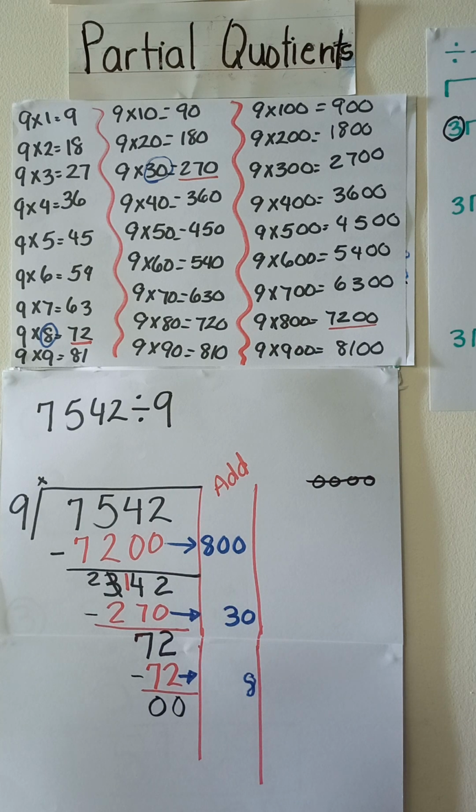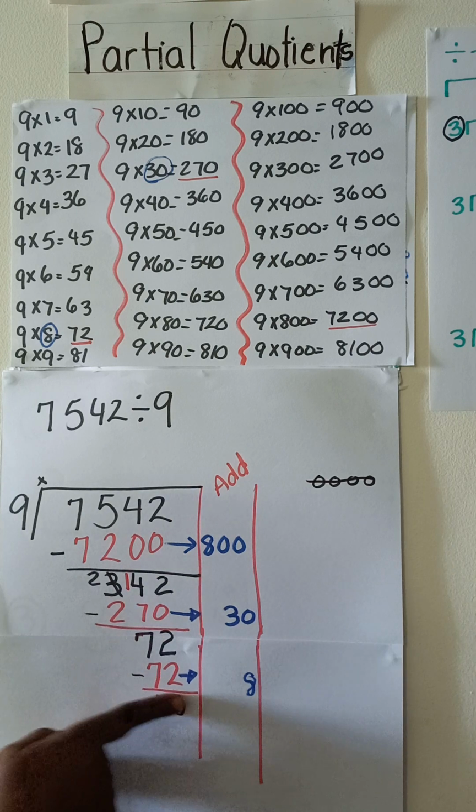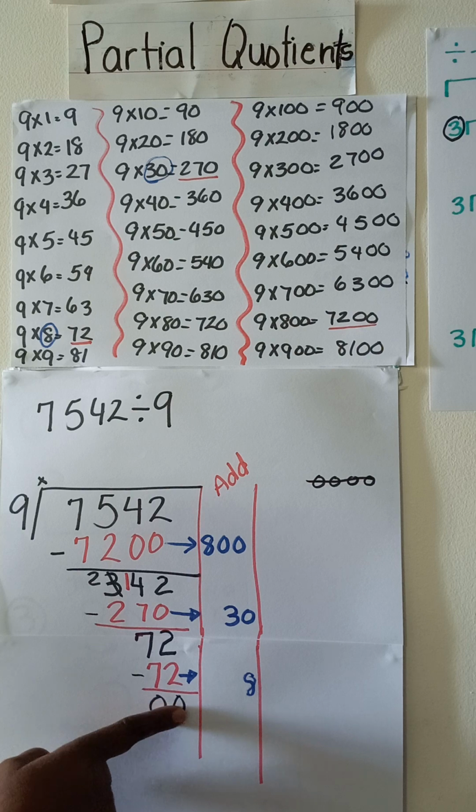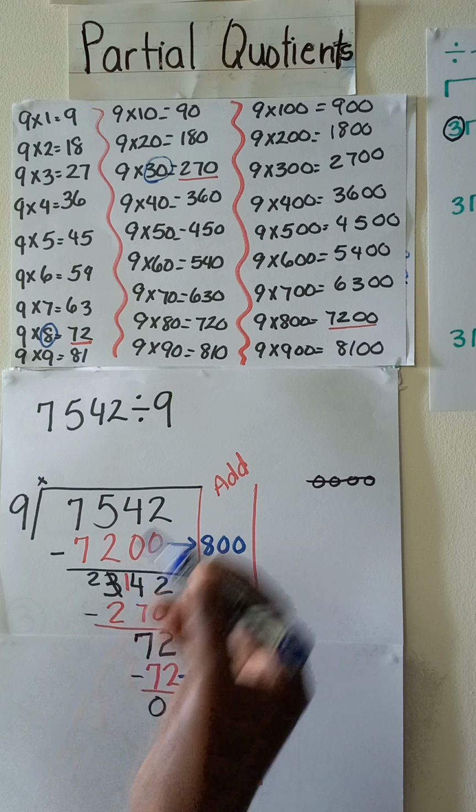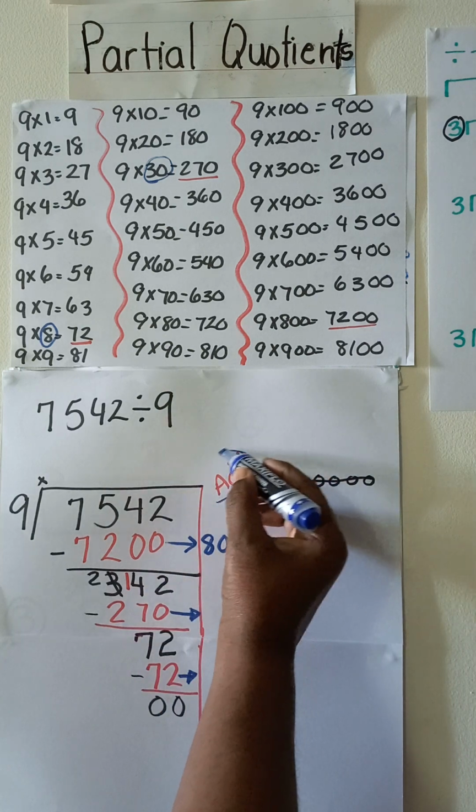Now let's look at this. Am I finished subtracting? Yes, because this number is smaller than 9. I have nothing here. This means 0, and it's smaller than 9. So I know that I'm finished subtracting. But am I done with the problem? No, because this is telling me to do what?